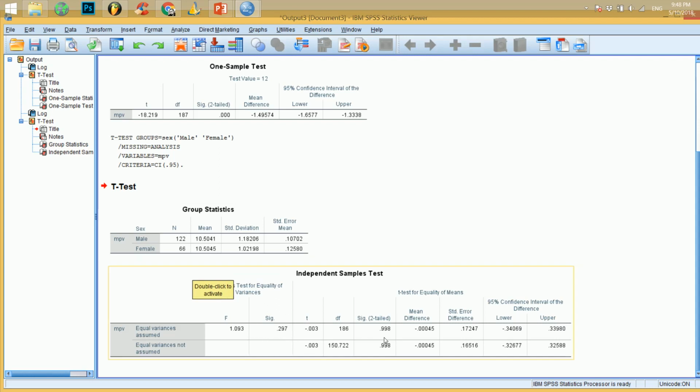Now if that's the case, you need to look at the first row of this table. But if that was not the case, then you should have been looking at the second row. So we'll just look at the first row. The two important values that you need to know here again are the t-statistic and the level of significance. Now as you can see, the level of significance is much more than 0.05. That means that there is no statistically significant difference of means between males and females if you're looking at the means of MPV, mean platelet volume. And it's also proven when we look at the mean difference here, which is very negligible compared to the population size that we're talking about.